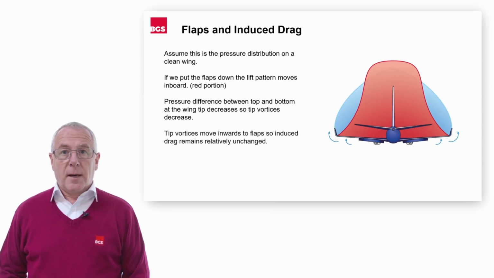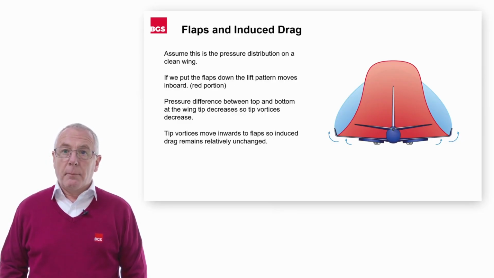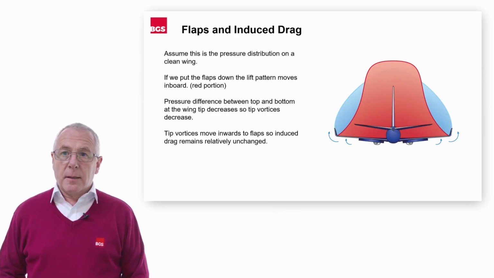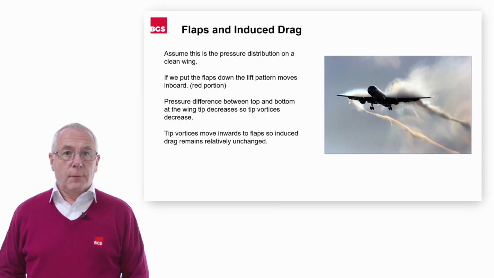A side effect of this shift in pressure distribution is that the pressure difference between the upper and lower surfaces at the tip will be less, but bigger where the flaps have extended. This results in the vortices moving inwards, but this doesn't mean the induced drag reduces. It just means the downwash is generated inboard rather than at the tips.